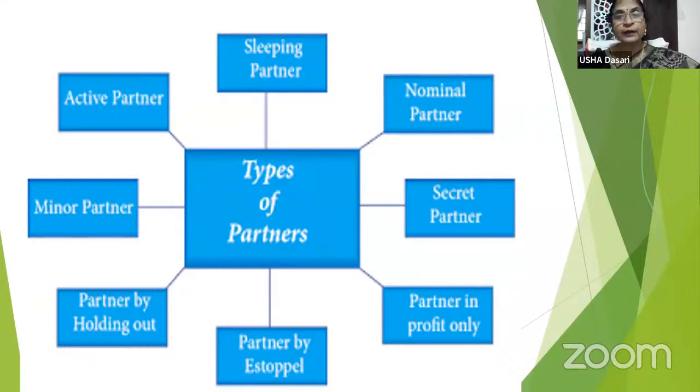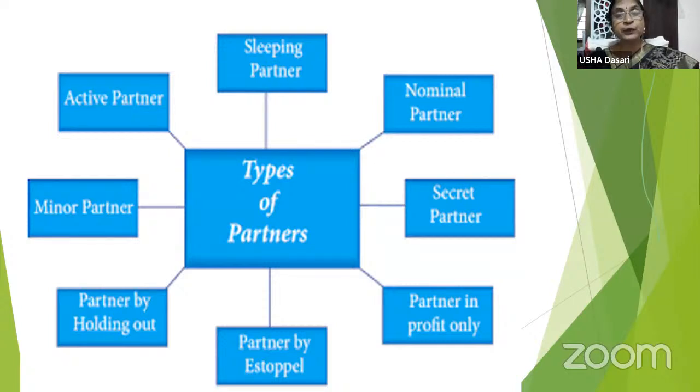Next one is called the partner in profits. The name itself indicates the partner becomes a partner for sharing the profits only. He contributes the capital and is also liable to third parties, like other partners. Next one is partner by estoppel. So what does it mean here? When a person is not a partner, but represents himself as a partner, either by words, in writing, or by his activities, that person is called a partner by estoppel.